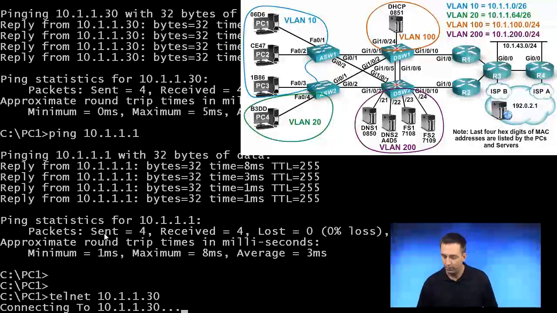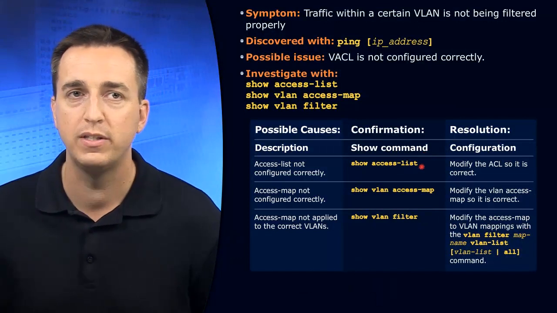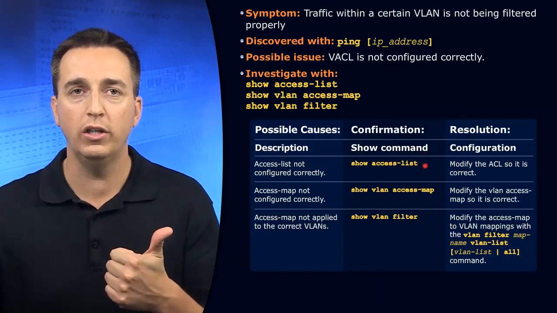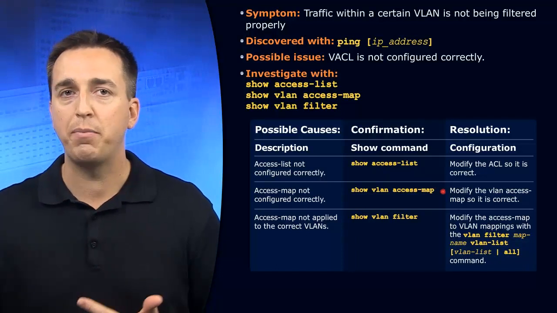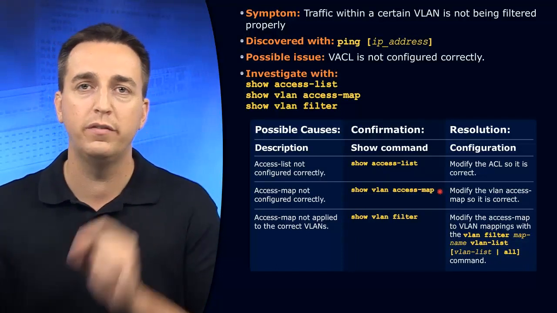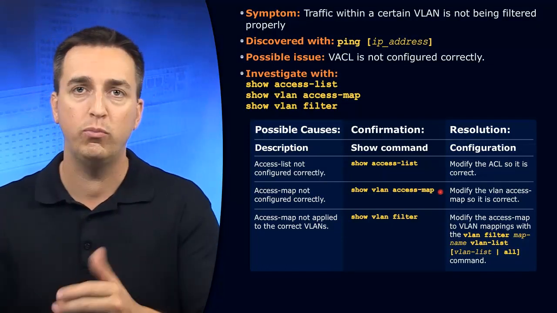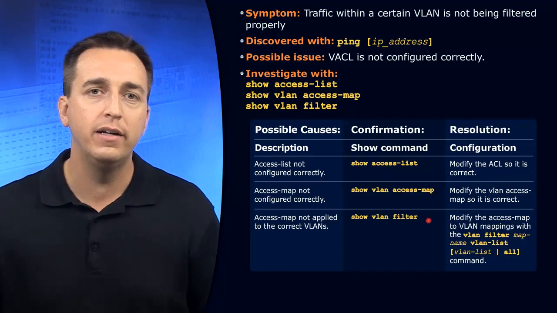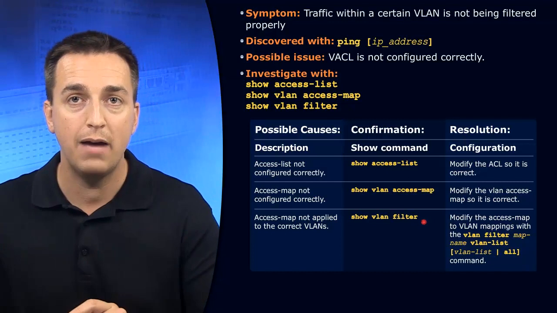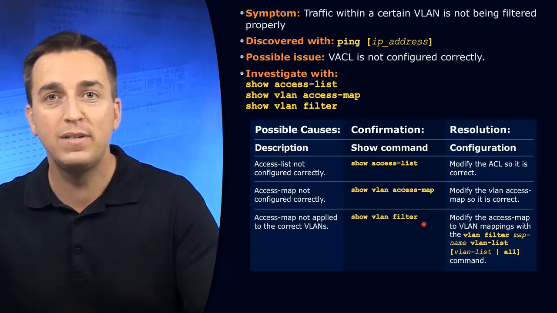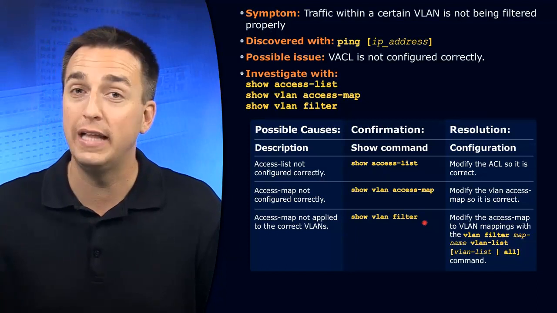So just to recap, what do you want to be aware of when you are troubleshooting issues with VLAN access maps? Double check the access control list with the show access-list command. Double check the VLAN access map with the show vlan access-map command. If this command is not supported on the device, just use the running configuration, show run piped to section access-map, which would take care of that for you. And then double check to make sure that the VLAN filter, so this access map, is appropriately mapped to the correct VLANs with the show vlan filter command.